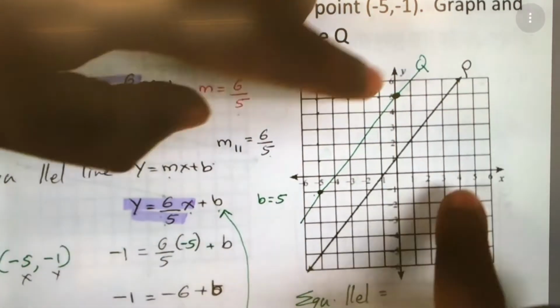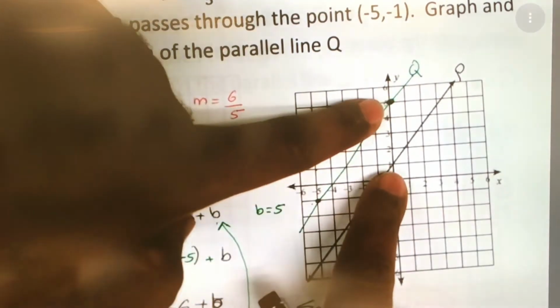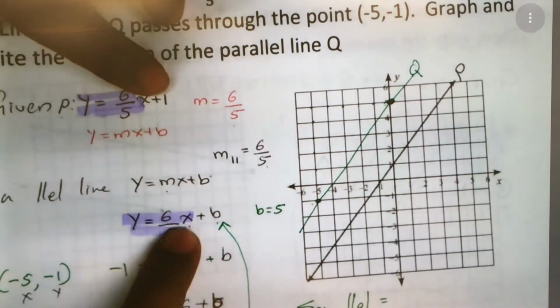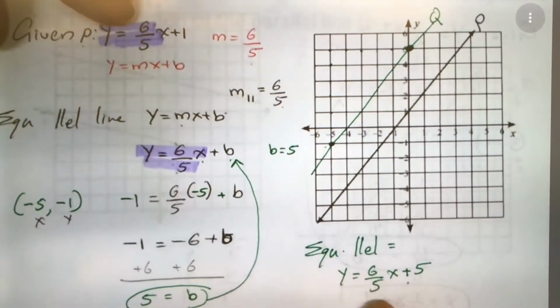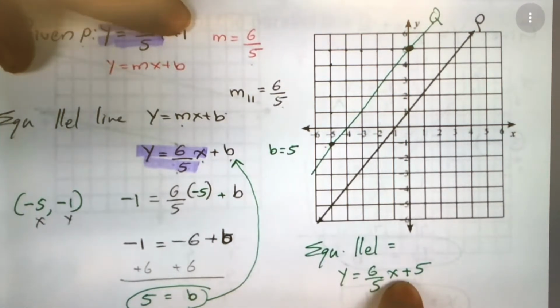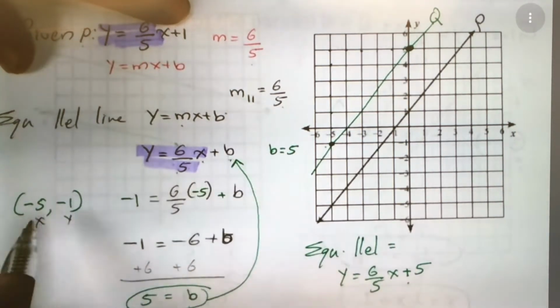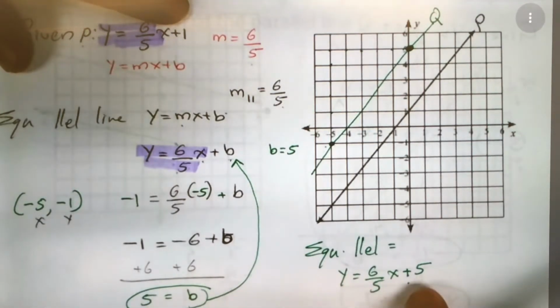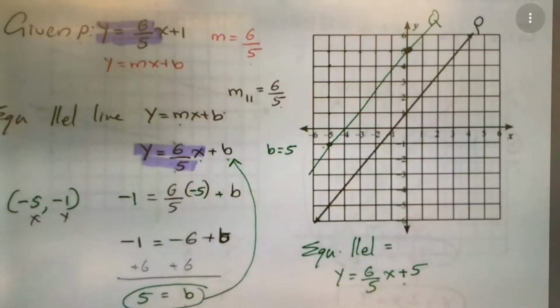Since those two lines are parallel, the first part will be the same. The only different thing is that their y-intercepts are different, so this number will be different. When you write the answer, look at that: y equals 6/5 x plus b. The y-intercept of my parallel line may not be 1, so that's why I write just b. To figure out the b, I plug in the point and find b is 5. So when lines are parallel, the first part will be the same, and the only thing different is their y-intercept.